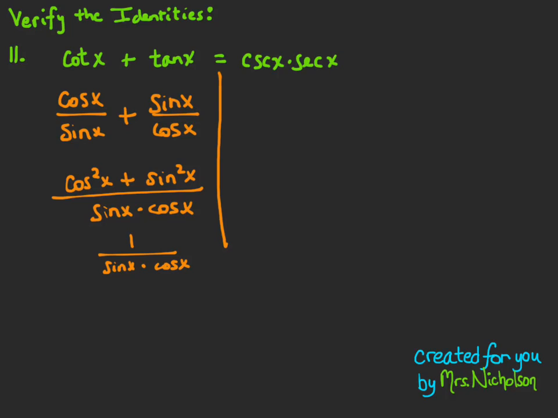Okay, now at this point, I think I'm going to go to the other side, see what we can do over here. I can change cosecant to 1 over sine x, and I can change secant to 1 over cosine x. And if I multiply those two things together into one fraction, I get 1 over sine x times cosine x. And now both sides are the same, and so I have verified that the identity is true.